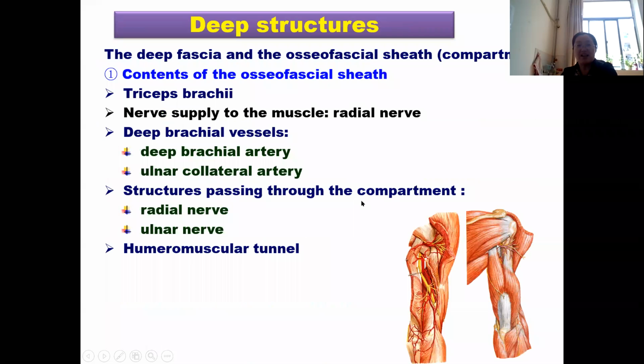Deep structure, here, just 1 muscle: triceps brachii, the long head, the lateral head, and the medial head. Okay, between the long head, lateral head, and medial head, deep to this, there is 1 groove. This forms the tunnel we call the humeromuscular tunnel. This one is the most important part. Okay.